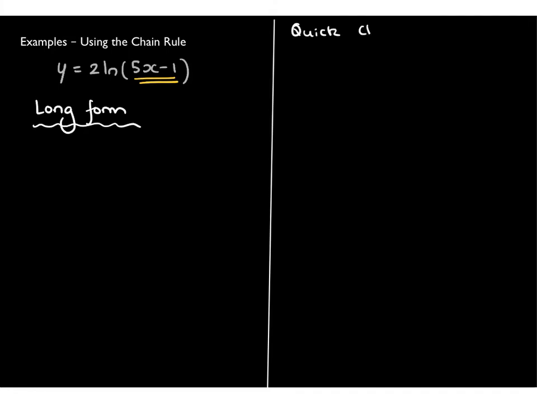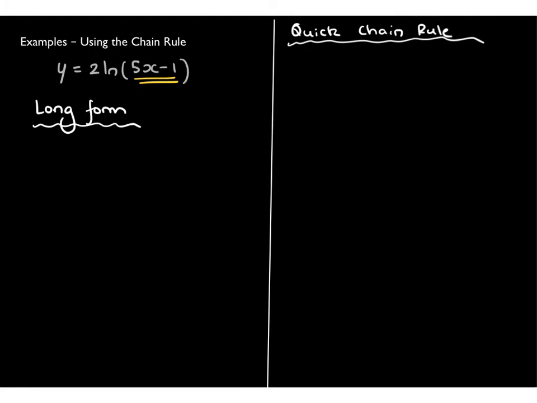So we're now going to have a look at an example involving the chain rule. So let's write out the function that we are going to be differentiating. We're going to differentiate y equals 2 ln of 5x minus 1. Can you see the composite function here? Can you see the inner function, which is 5x minus 1, and then we take ln of this. Now, we're going to do this in two ways. We're going to use the long format of the chain rule, and then we're also going to have a look and see whether we could do this using the quick chain rule as well.